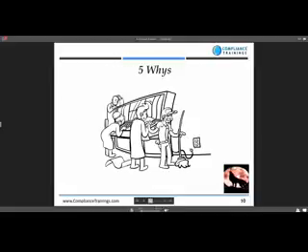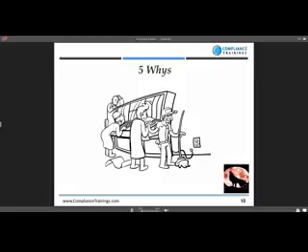Some root cause analysis tools. Well, the five whys is a very simple but powerful tool. And the way it's used is basically you just keep asking why a negative or adverse event has occurred until you can't answer the question anymore. And when you can't answer that question, then you know that you've likely arrived at the root cause.